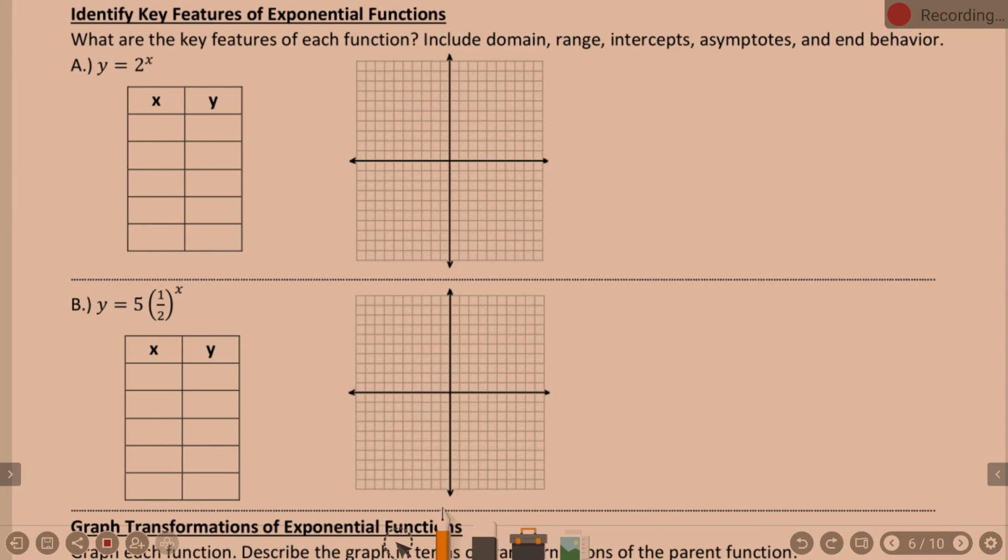But let's get a graph. Y equals 2 to the x. Thoughts of what I should do? I'm giving you a hint here with a blank XY chart. What x values do we want to pick?